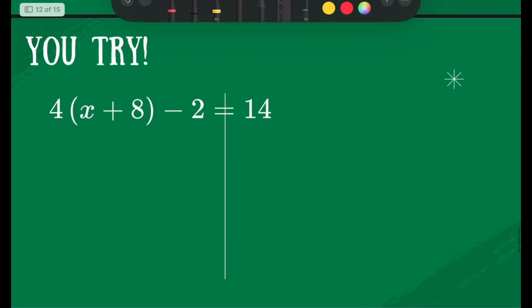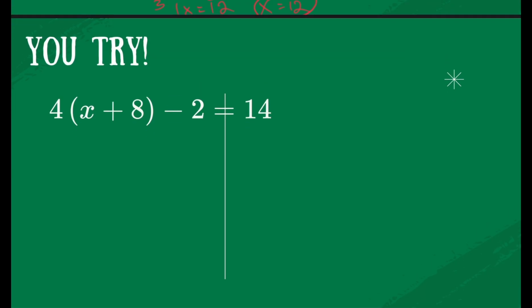Now take a moment to try out this problem on your own. And when you're ready, unpause the video and let's work on it together.